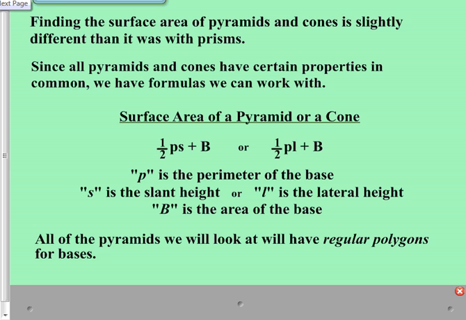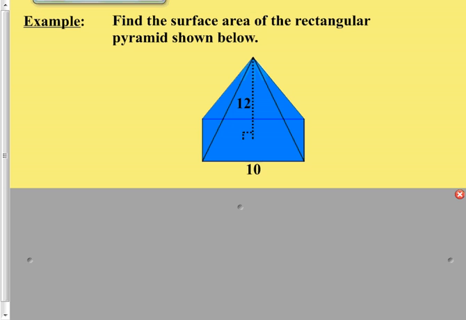Now let's take a look. Find the surface area of the rectangular pyramid shown below. I just said a moment ago that sometimes pyramids may have actual rectangles for bases, but I also said that the ones that we're going to be looking at have regular bases. So when we say a rectangular pyramid, in this particular case, we are of course talking about a regular rectangle, which would be a square. So it's going to be a square base on the bottom.